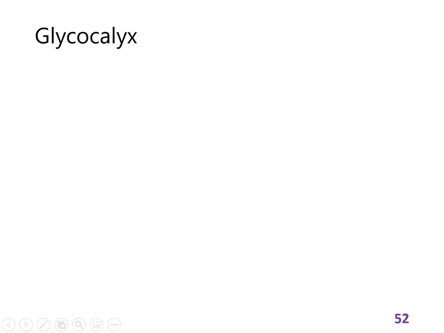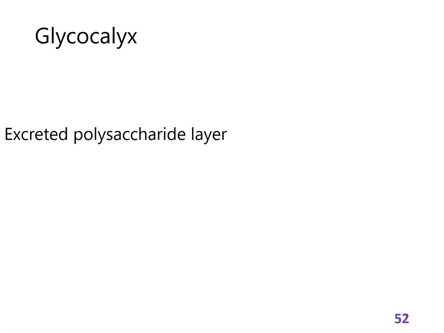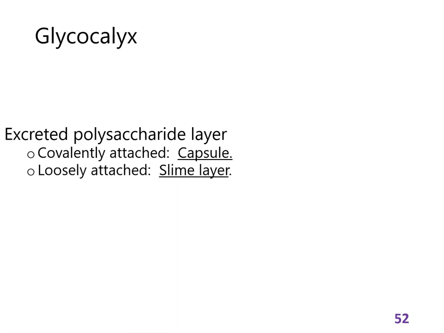The glycocalyx is the layer of carbohydrates that surrounds some cells. They're excreted, but they don't really leave the cell. So if they're covalently attached to the cell, we call it a capsule, and if they're loosely attached, we call it a slime layer.